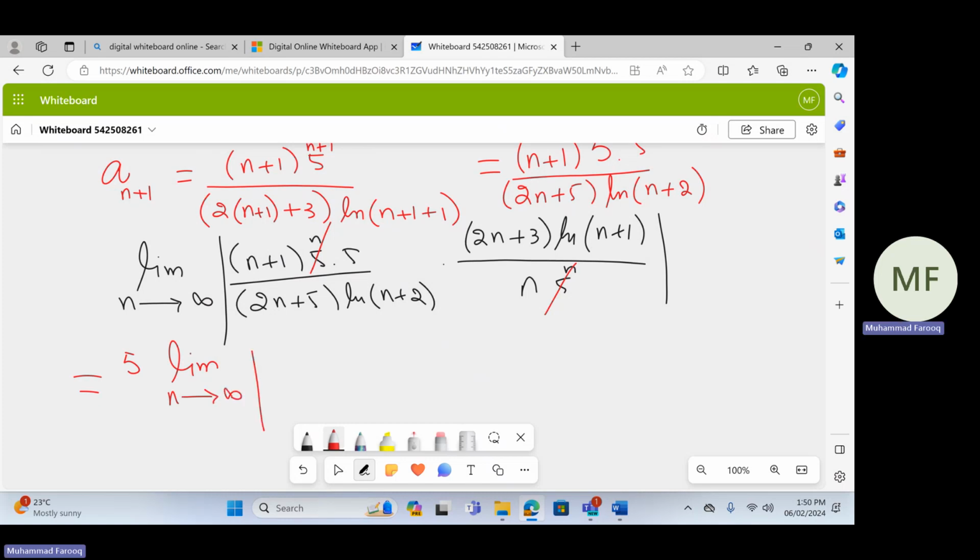Now, in the numerator you have n plus 1, 2n plus 3, and then ln. Basically, you can see that n plus 1 and 2n plus 3 are one type of function, polynomials we can say. Then you have the natural log function. Similarly, in the denominator we have n and 2n plus 5, and we have the natural log function. So it's very clear that in your calculation you have two types of function. One of them is natural log, the other is a polynomial function.